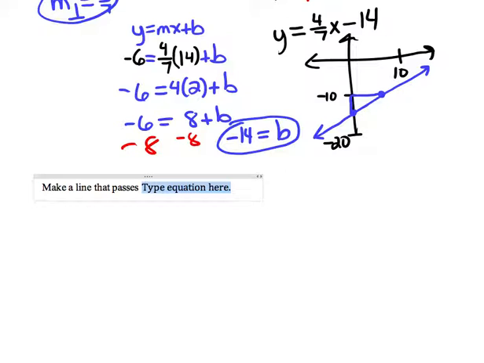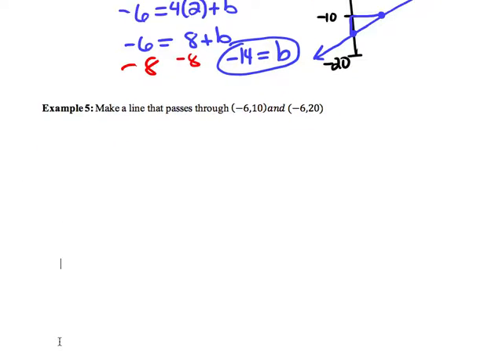Let's make a line that passes through the point -6, 10, and the point -6, 20. Okay, let's do that one. So we'll call this example 5. I guess I should add the word through. Alright, so let's do that one, and then let's do one more after we're done with that one.